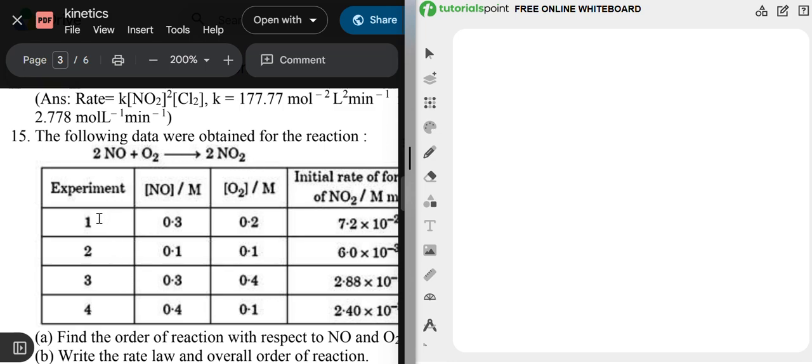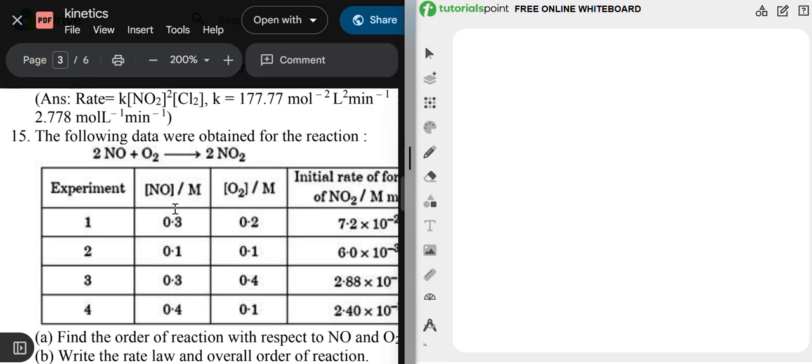Okay, so in the first experiment, concentration of NO is 0.3, O2 is 0.2, and the rate of the reaction is found to be 7.2 into 10 raised to minus 2. So like that, different experiments and data are given: different concentrations of NO, concentrations of O2, and the rate of the reaction at that time. So our task is we have to find the rate law and the order of the reaction.